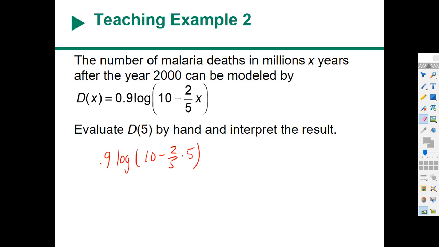Okay, so we have 5. What's going to happen to the 5s? They cancel out because it's a 5 in the numerator and a 5 in the denominator. So we're left with 10 minus 2, which is log 8.